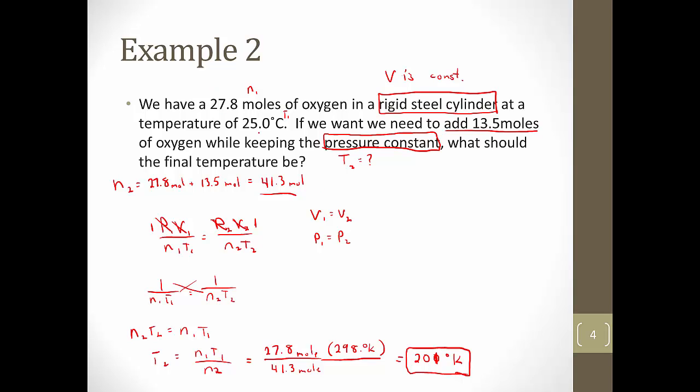So if we want to add more gas to a container but keep the pressure constant, well, geez, we're going to have to cool it off significantly. And that's what this means. So that's how to work with this equation. The key thing here is that when things are constant, you just cancel them.